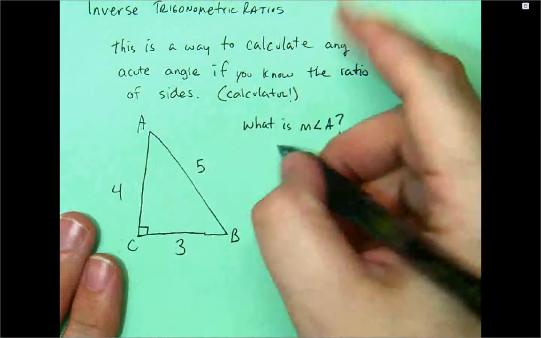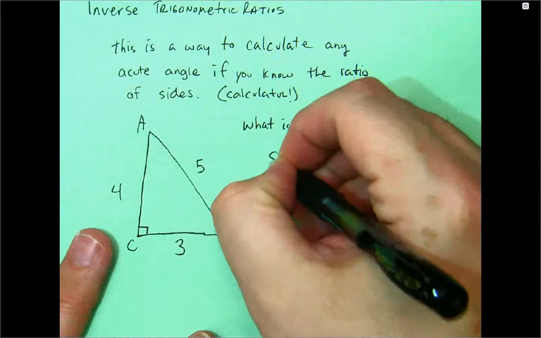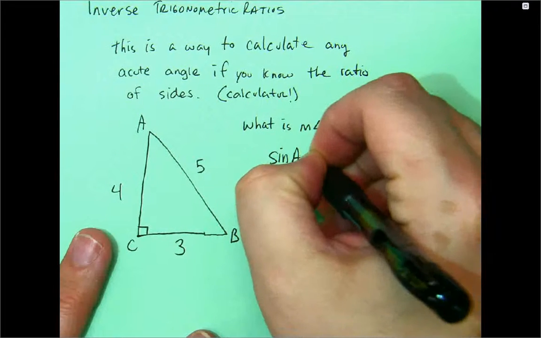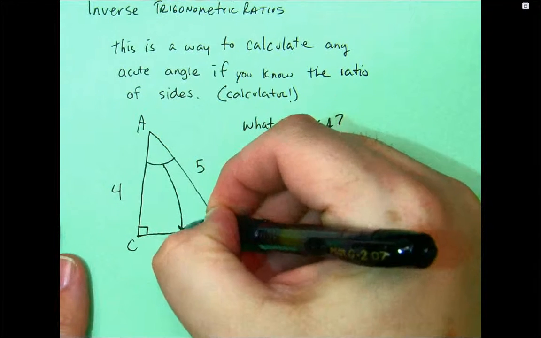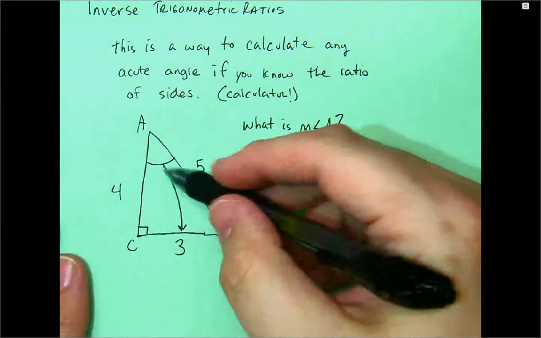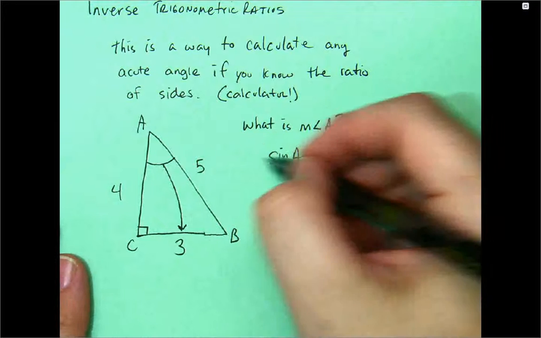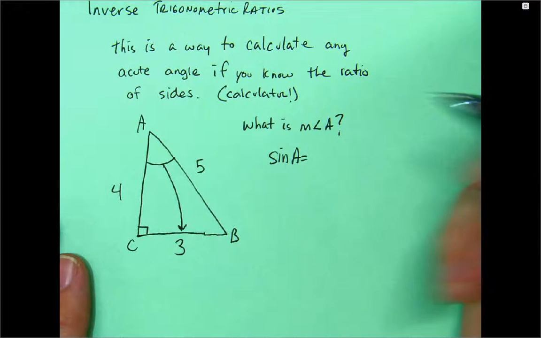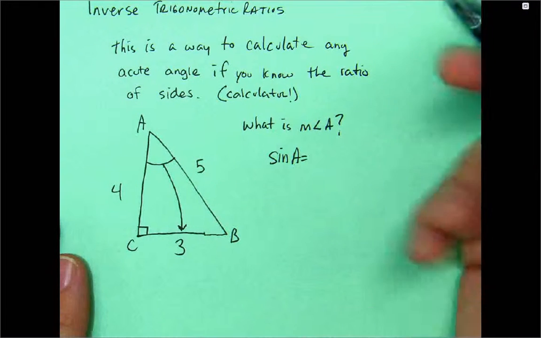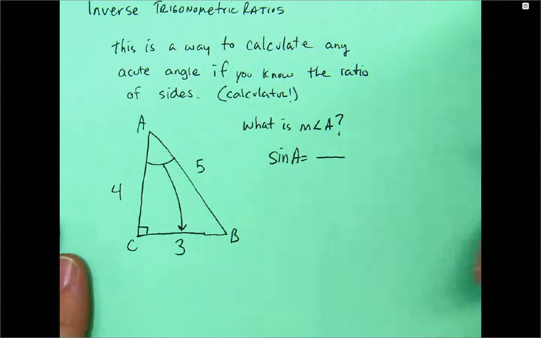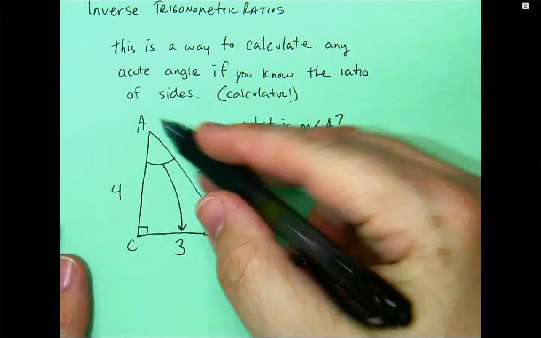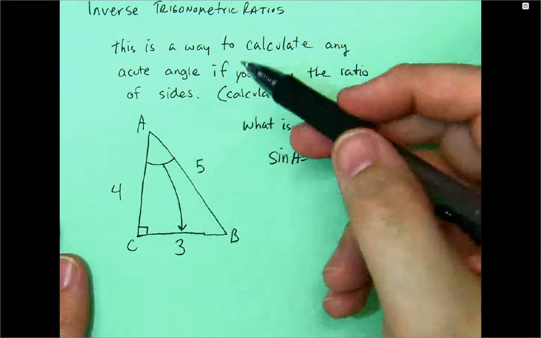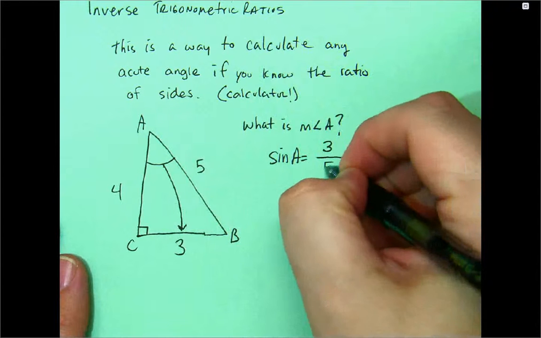Now, one thing that we know is that the sine of angle A is what? If I'm talking about angle A, the sine is going to be my opposite over hypotenuse. So what's opposite angle A? What's the value? 3. And what's the hypotenuse? 5. It's the biggest one.